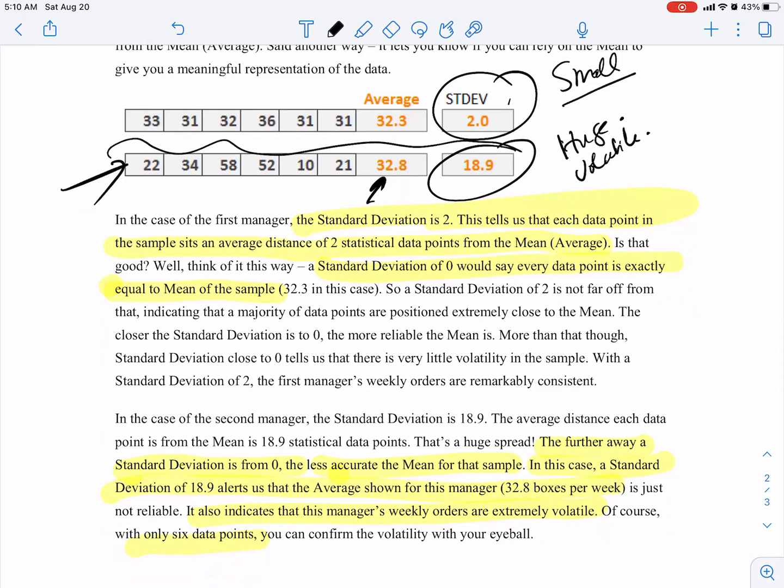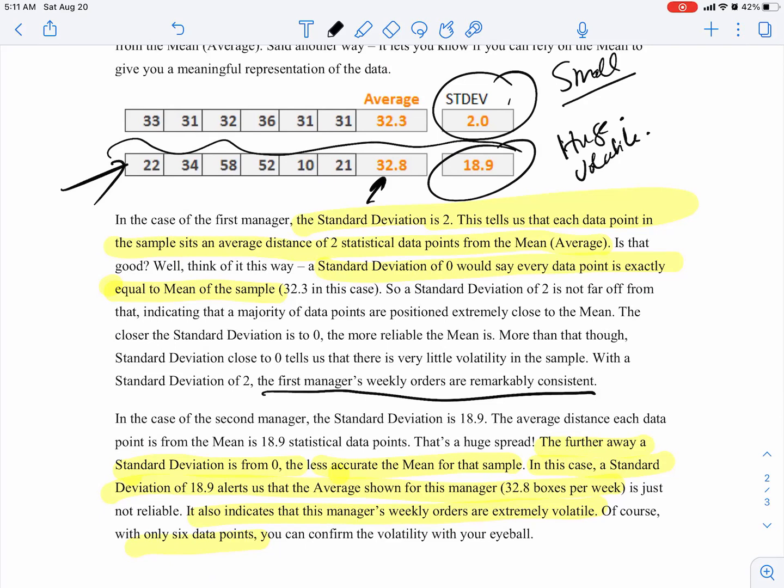Now, when I have a standard deviation of 2, it means that the first manager's weekly orders are remarkably consistent. And because it's consistent, I can say, okay, next week I might just need to order 32 boxes, or I might just need to order 33 boxes and I should be fine. But manager 2 doesn't have that luxury because that standard deviation is huge. It's telling me that I need to go back and collect some more data.